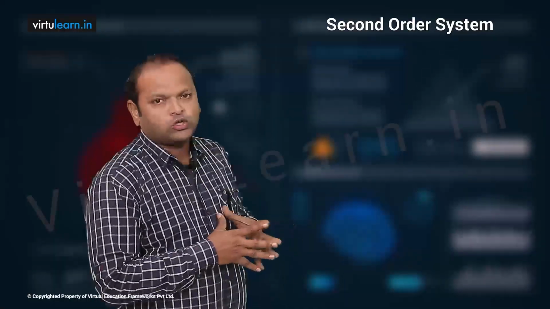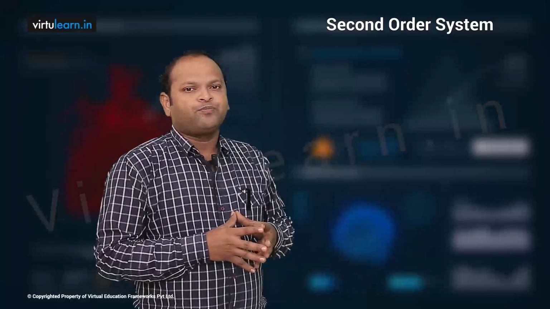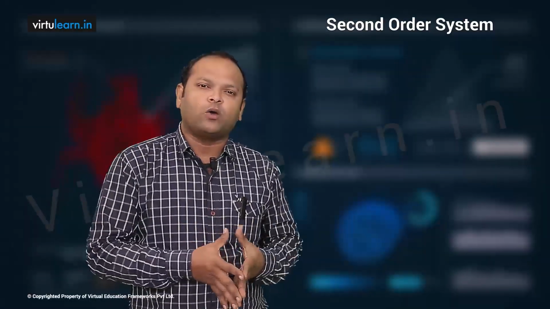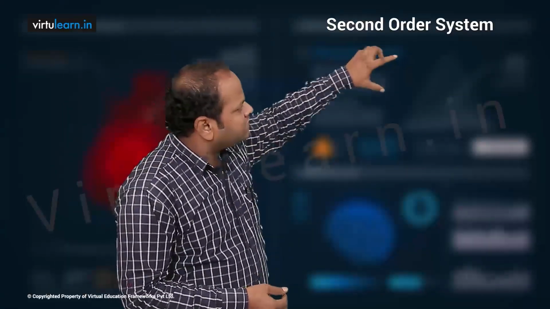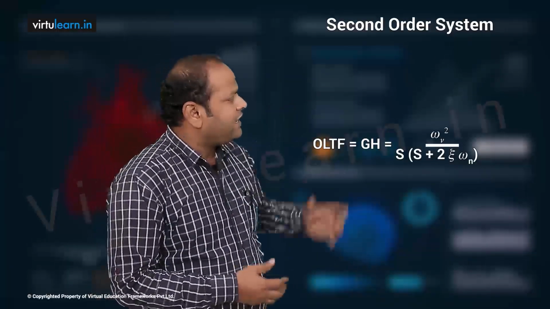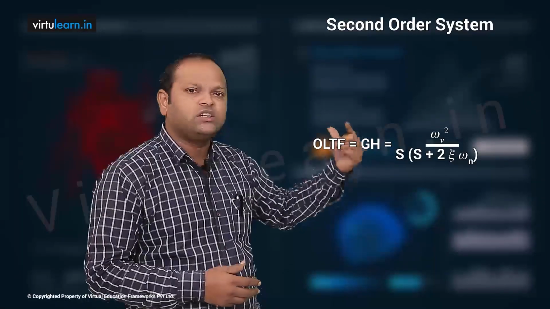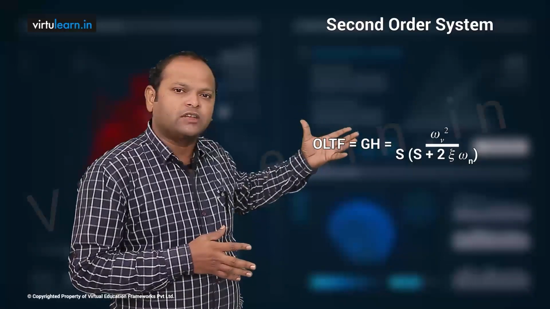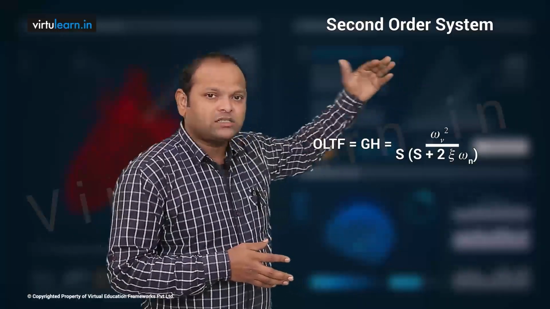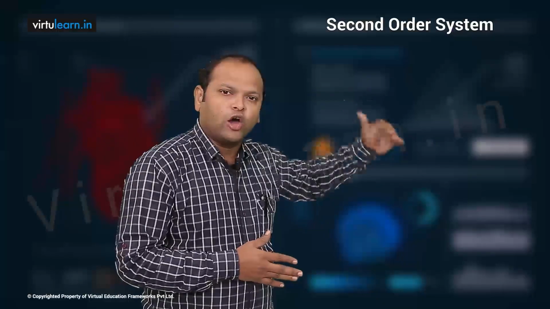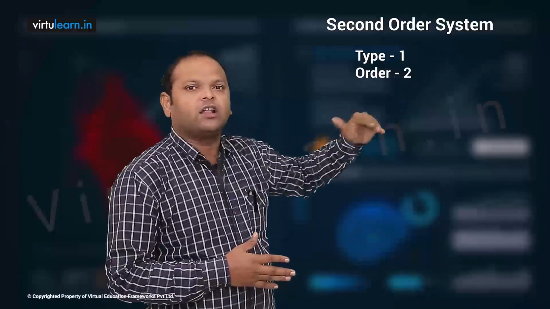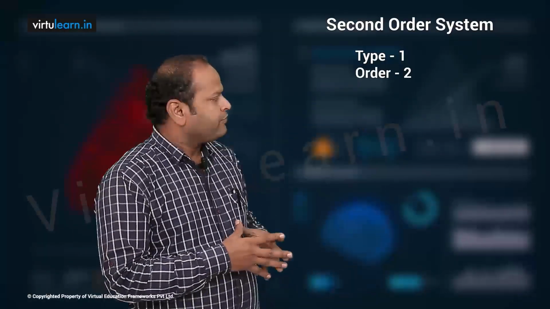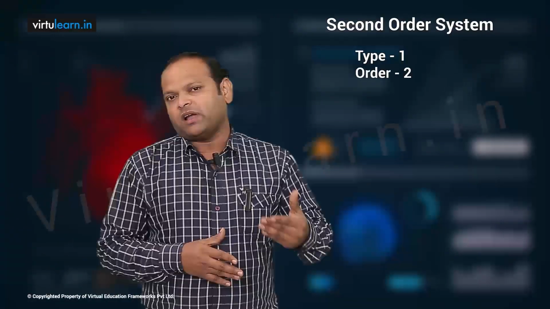For this closed loop system, let us find out the open loop transfer function. You know how to find it. That will be your G and H. So your GH is omega n square by s into s plus 2 zeta omega n. Again, for this open loop transfer function, we can say what is the type and what is the order. So it is type 1 order 2. Now we can find out the closed loop G by 1 plus GH.